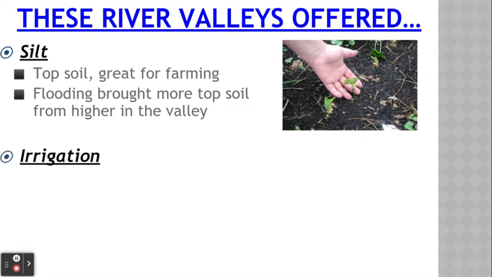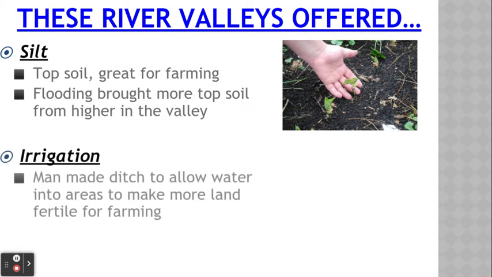Another thing is irrigation. Irrigation in the early river valleys was a man-made ditch that connected to the river. And in doing so, that allowed more land to be watered and fertile in regards to farming.